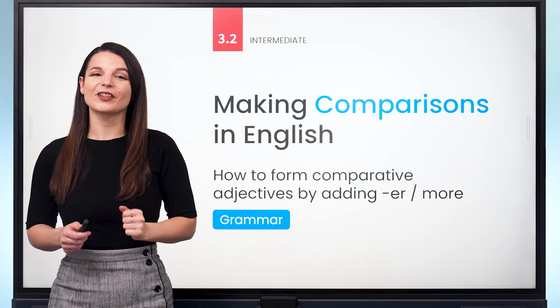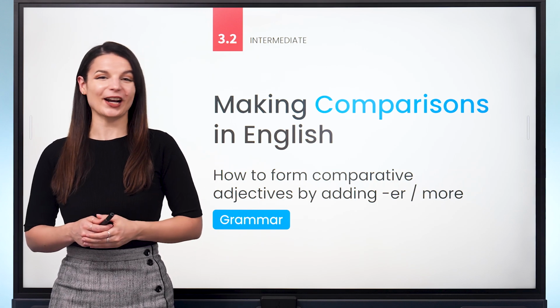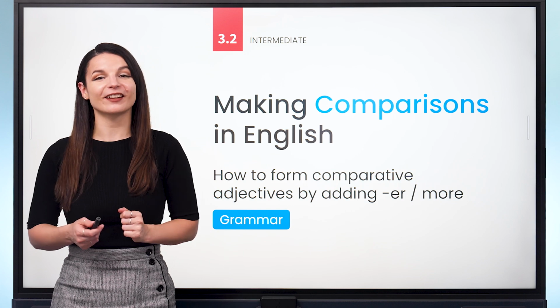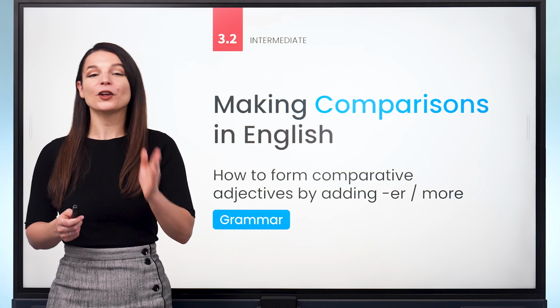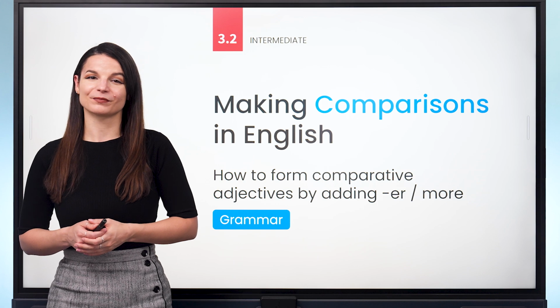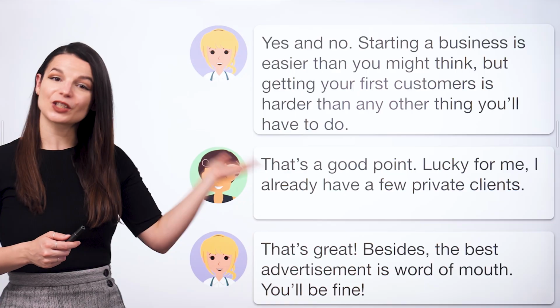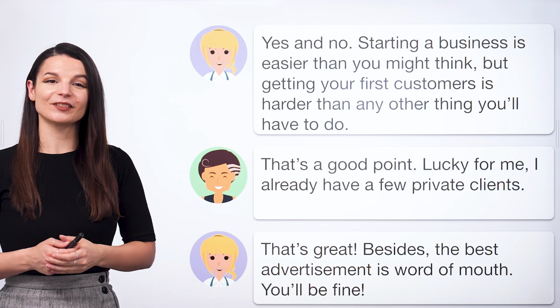Do you know how to use comparatives in English? Welcome to 3-Step English Practice by EnglishClass101.com. In this lesson, you will practice how to use comparatives in English. Let's look at the main dialogue. Two people are having a conversation.